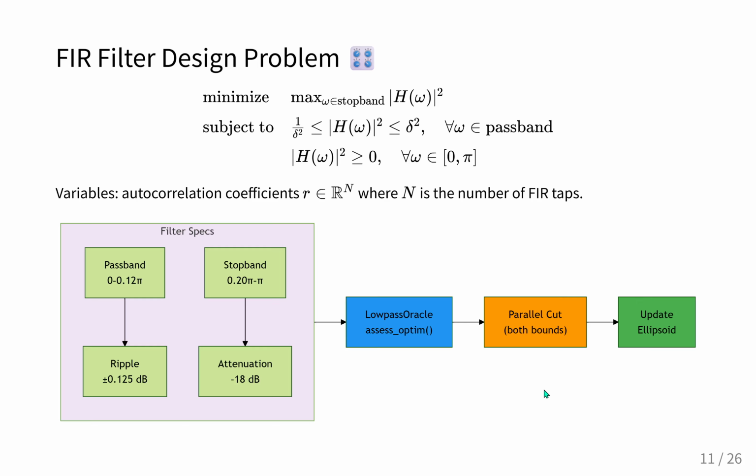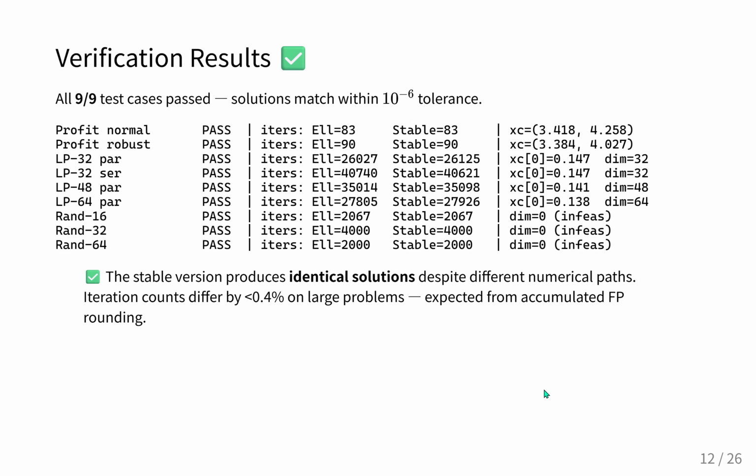So they run all these tests, the 2D problems, the 256-dimensional stress tests, the infinite constraint FIR filter designs. What's the result? Drumroll, please. All 9 out of 9 test cases passed. The stable version, using that complex LDL factorization, produced identical solutions to the normal version, even though it was taking a completely different mathematical path to get there.